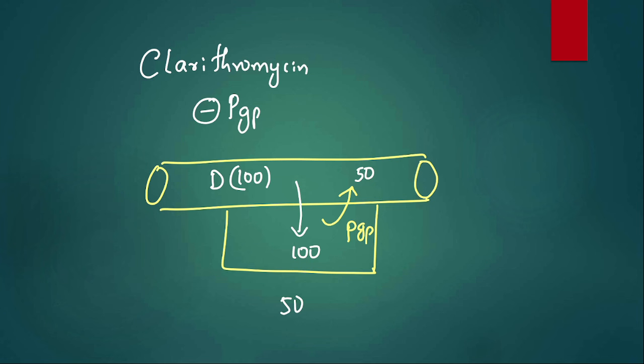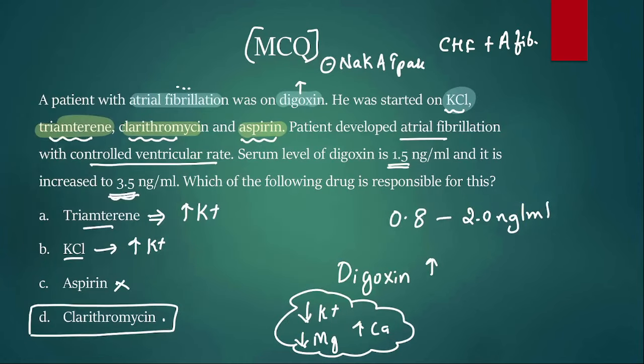Now, when I give digoxin with clarithromycin, clarithromycin inhibits this P-glycoprotein. Now what happens? All the 100 will enter inside and it will lead to more digoxin level in the circulation. And that is why you can see the levels have increased, and you can see the typical arrhythmia, atrial tachycardia with AV block. That's why the controlled ventricular rate. This is the most specific arrhythmia. Tell me, what is the most specific arrhythmia seen with digoxin overdose? Yes, atrial tachycardia with AV block.